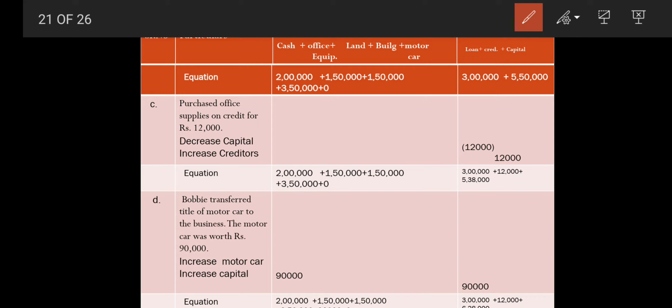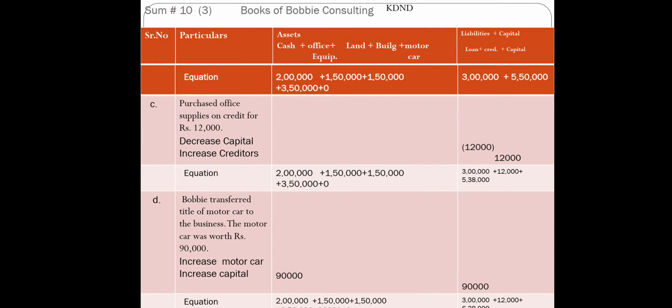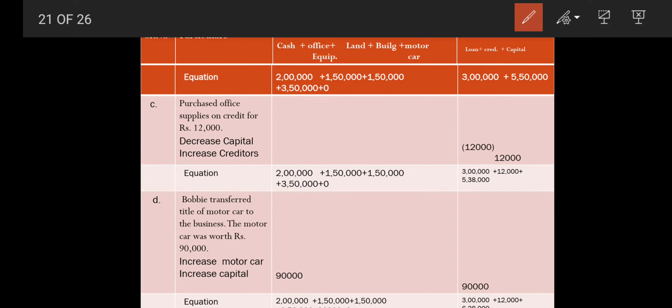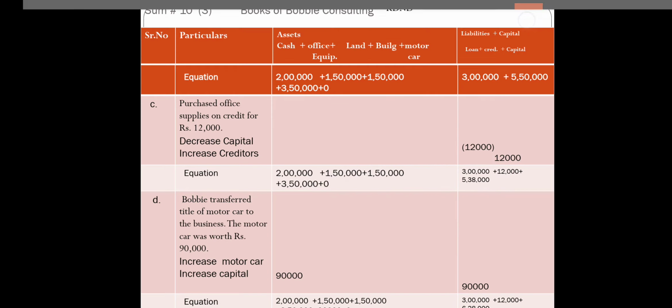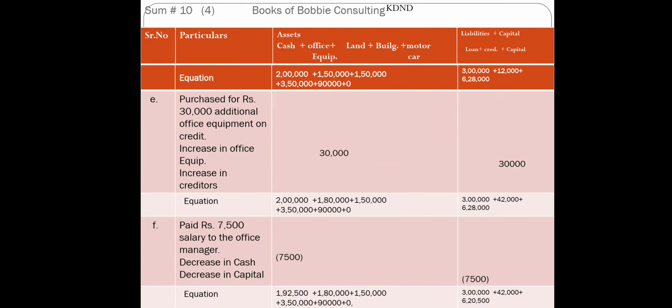So here, when the motor car is purchased, your new column will be there. For motor car, it will be introduced, motor car 90,000, and at the same time you are introducing new capital, right? Because it's a motor car which is transferred to the business in the form of capital. So your equation setup will be 2 lakhs plus 1,50,000 plus 1,50,000 plus 3,50,000 plus 90,000. Now it will be introduced as 90,000. You can see over here plus 0.